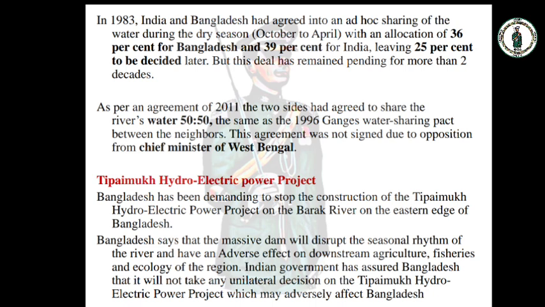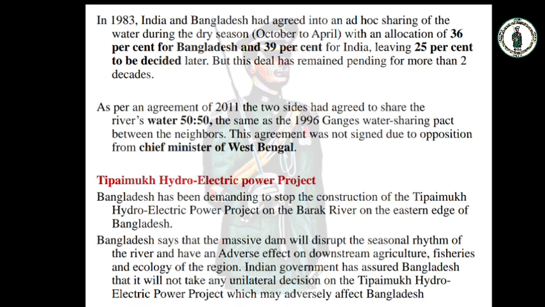Then another issue is of hydroelectric power project. So Bangladesh has been demanding to stop the construction of the Paimukh hydroelectric power project on the Barak River, basically on the eastern edge of Bangladesh. Bangladesh says that this massive dam will disrupt the seasonal rhythm of the river and will have an adverse impact on the downstream agriculture, fisheries and ecology of the region.